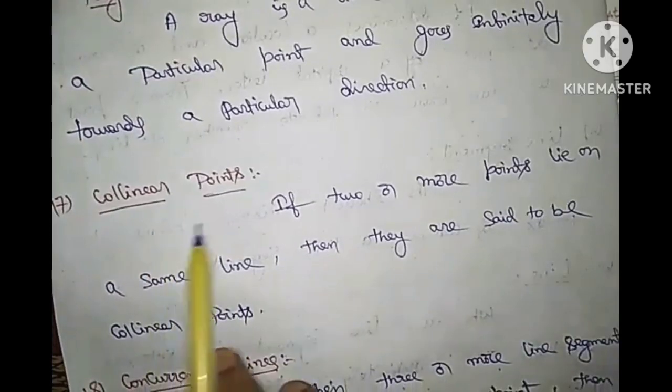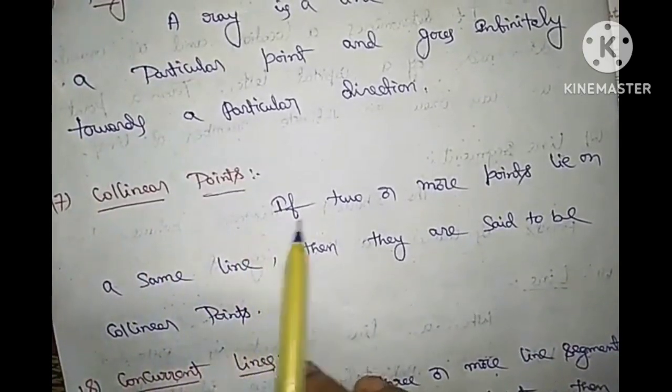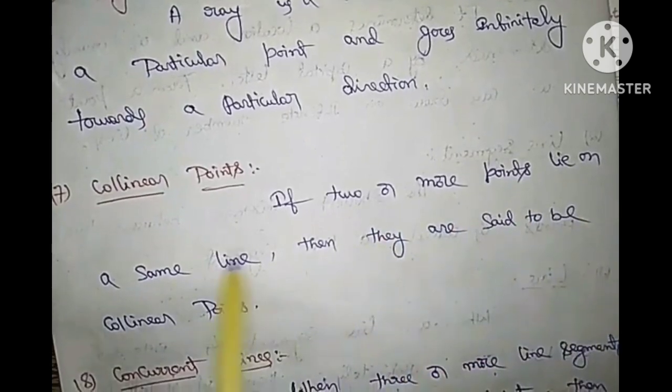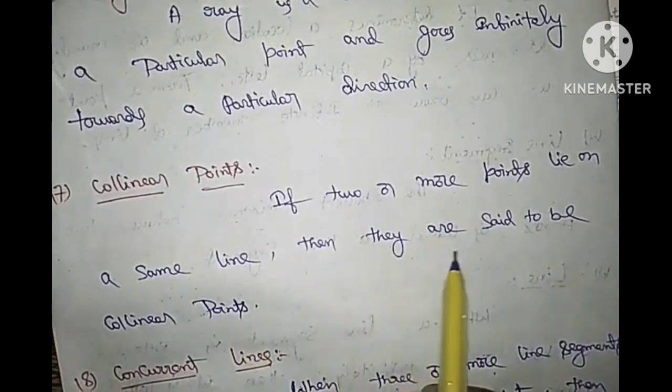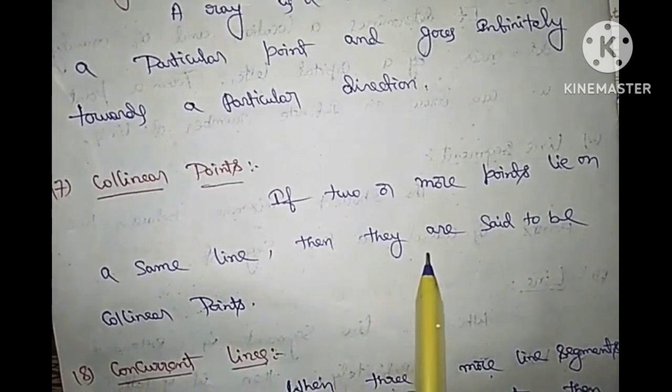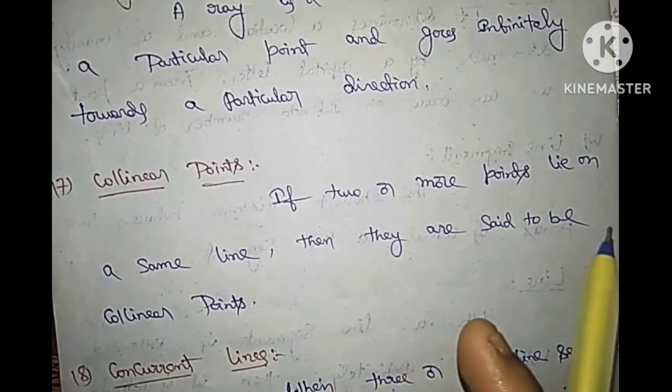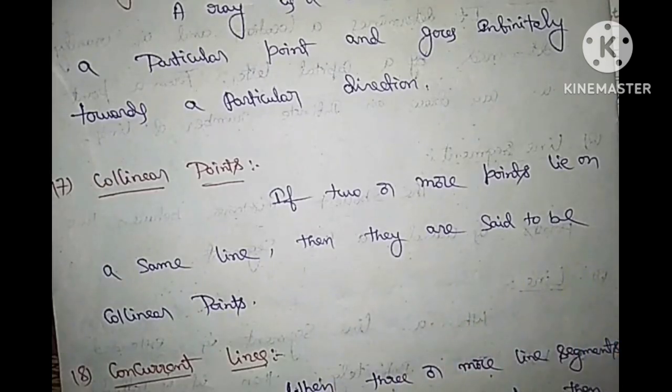Next topic we have discussed is collinear points. In collinear points, what we have learned is: if two or more points lie on the same line, then they are said to be collinear points. If on one line two or more points lie on the same particular line, then we call them collinear points.